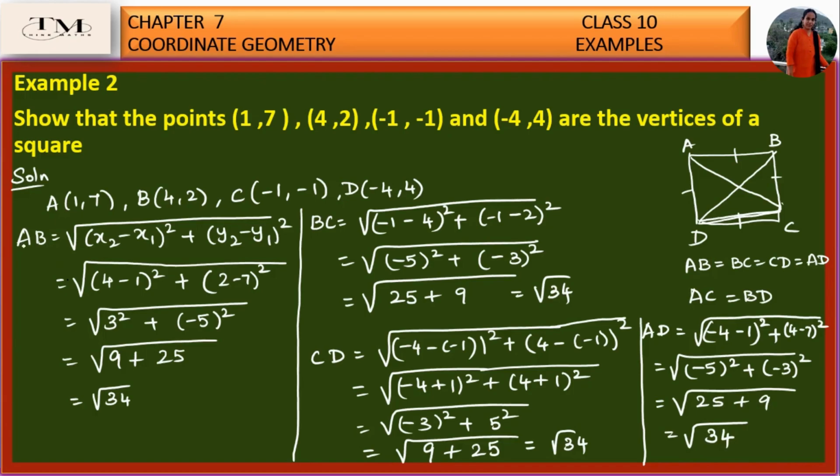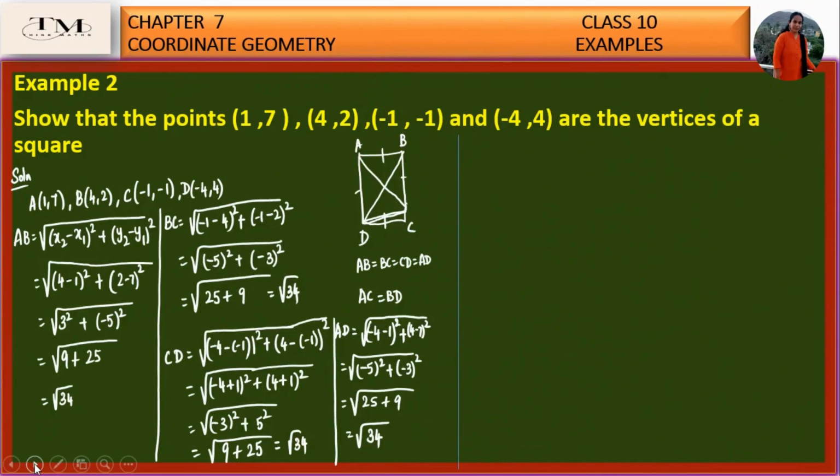So we got AB is equal to root 34, BC is equal to root 34, CD is equal to root 34, AD is equal to root 34. So we got all sides equal. Now we have to prove all the diagonals are equal. So let us do that in the next page.